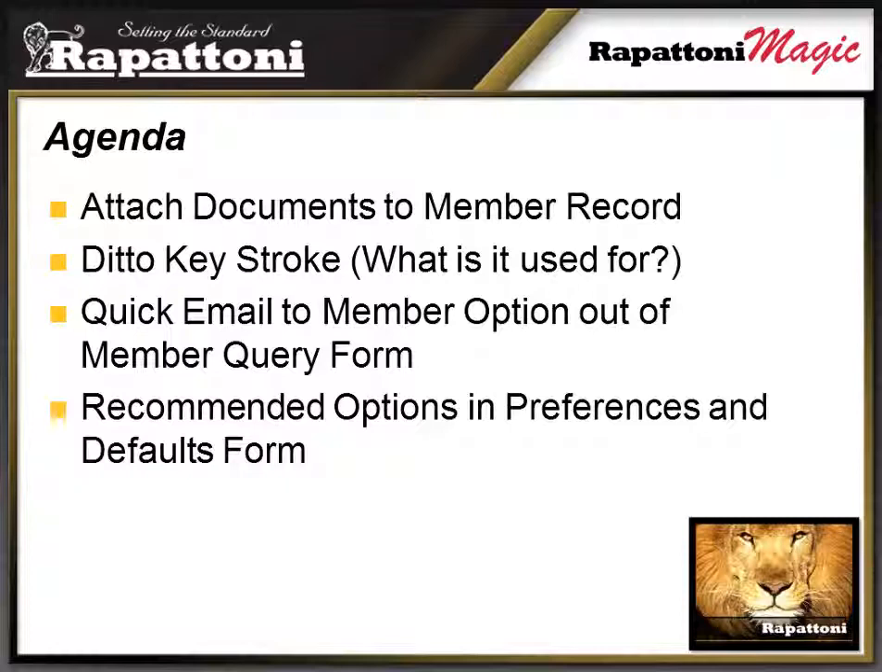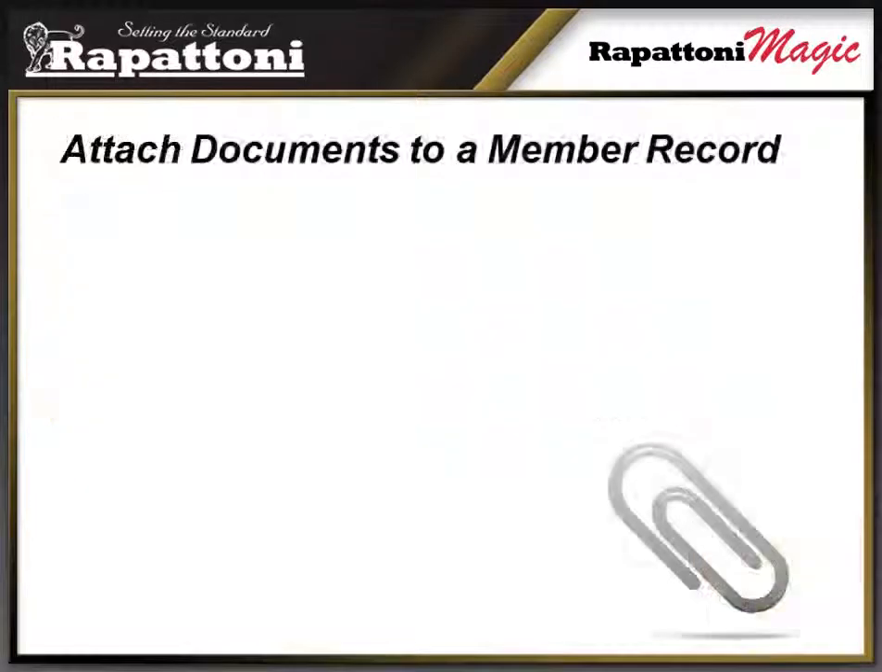Let's talk about the agenda, or some of our tips and tricks that our staff has come up with. First, did you know that you can attach documents to a member record, where you can easily get to the member record and pull it right up? Also, we have a ditto keystroke. What is that used for? We'll talk about that, as well as a quick email from the member option right out of the member query form or even the office query form. And then we have a couple of recommended options and preferences and defaults form. Let's get started. Thanks, Frank.